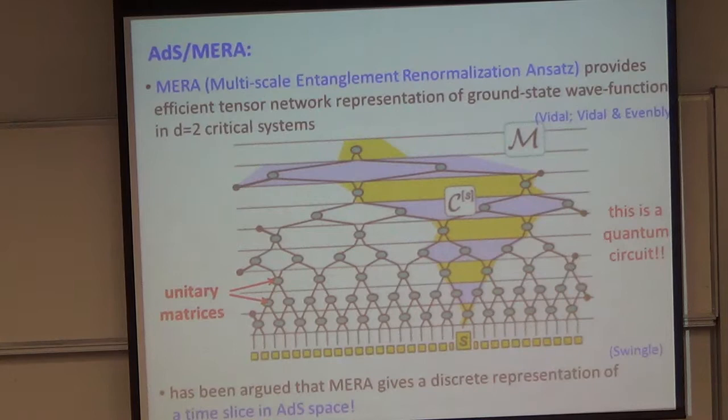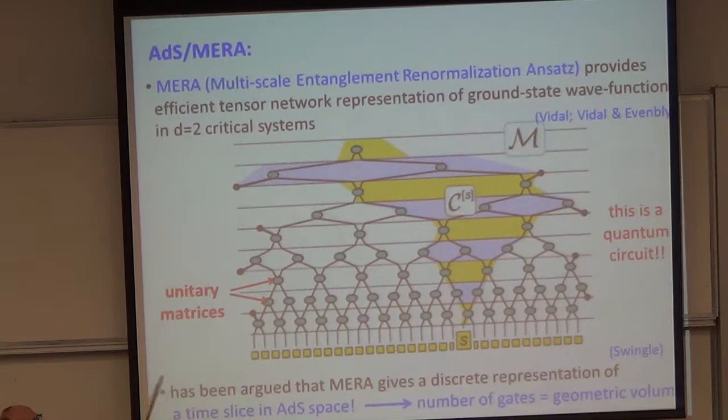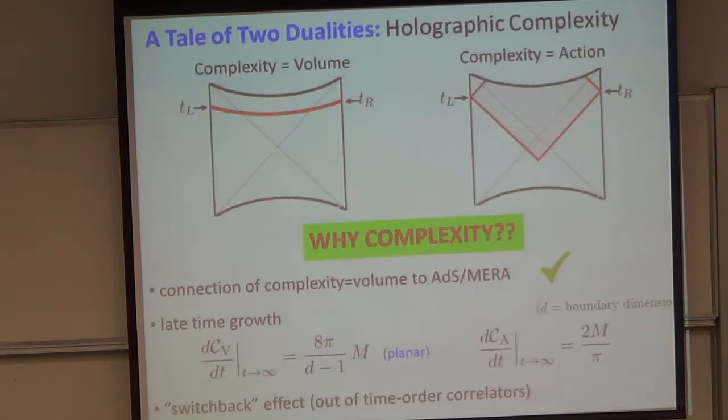There have been some suggestions, arguments, and proposals, in particular by Brian Swingle, that there's a connection between these networks or quantum circuits and holography. In particular, the suggestion is that this picture actually gives a discrete representation of a time slice in my AdS space. If I think this is the optimal way to prepare that particular state, and I want to ask about complexity, I was supposed to count the number of blobs, or the number of gates, but according to this conjecture, that is just evaluating the volume of my AdS slice. That's a set of conjectures, but it matches very well with the idea of this extremal volume telling me about the complexity of the associated boundary state.